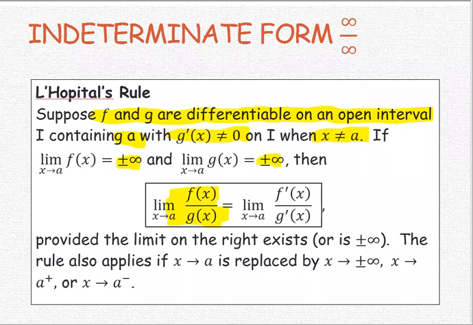First, when you do the direct substitution, you get either positive or negative infinity over positive or negative infinity. This is another quotient indeterminate form. So we use L'Hopital to find the limit of this quotient by finding the limit of the derivative of f divided by the derivative of g.